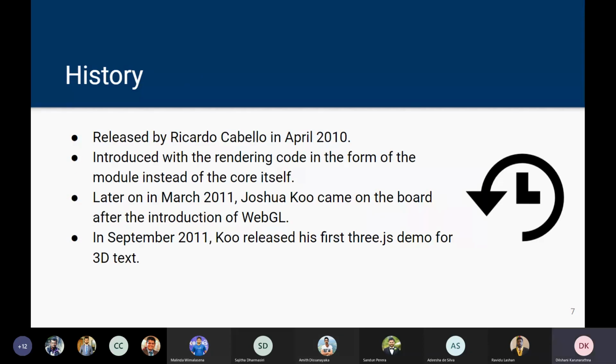Moving on, let me tell you the history of Three.js. Initially, it was released by Ricardo Cabello in April 2010, and at that time the code was developed in ActionScript, and then the code was ported to JavaScript, and it was introduced with the rendering code in the form of a module instead of the code itself. And later on in March 2011, Joshua Koo introduced the WebGL renderer, and in September 2011 he released his first Three.js demo for 3D text.